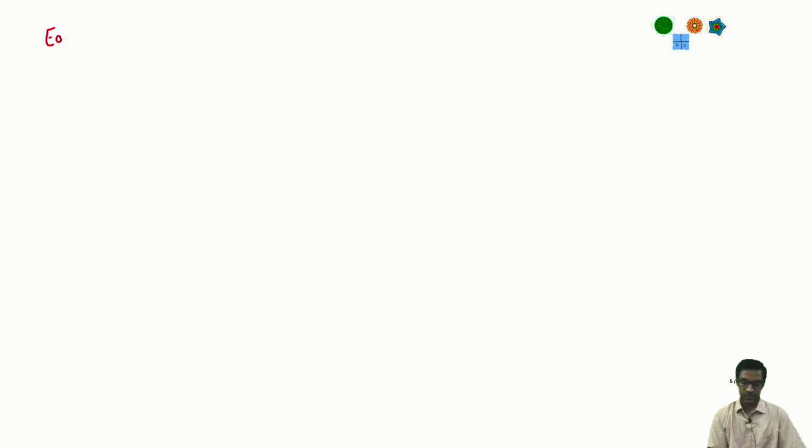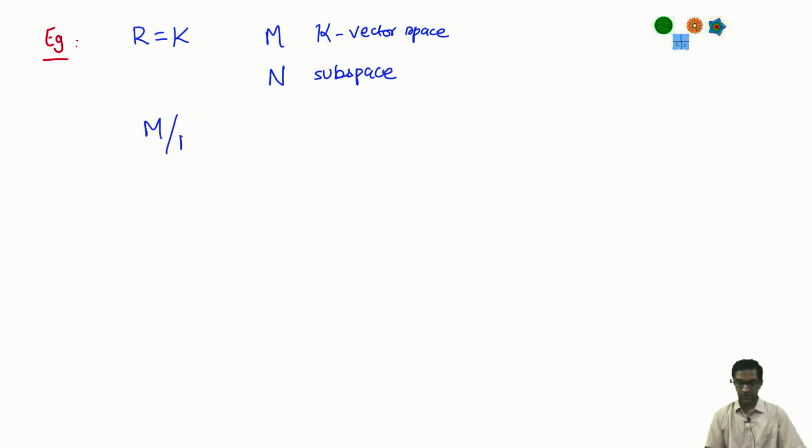So let me just make a brief remark about that. This is a standard example: if R is actually a field K, and M is an R module, in other words M is a vector space. So suppose M is a K vector space over K, and N is a subspace. If I give you these two things, then we usually talk about the quotient vector space M by N. And this is exactly the notion that we have defined here.